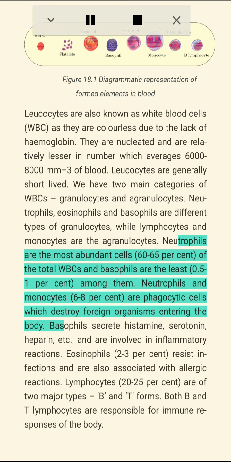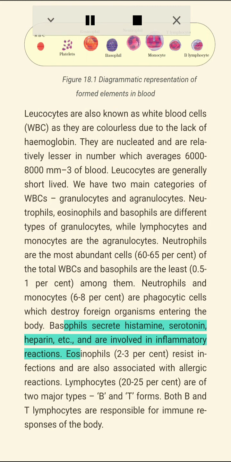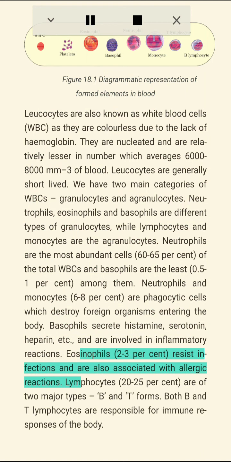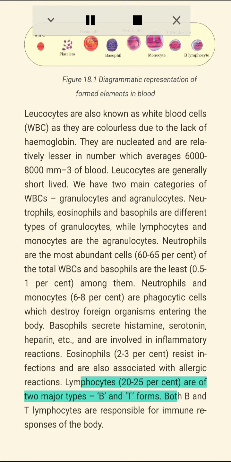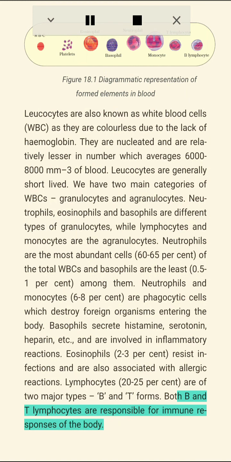Neutrophils and monocytes, 6 to 8%, are phagocytic cells which destroy foreign organisms entering the body. Basophils secrete histamine, serotonin, heparin, etc., and are involved in inflammatory reactions. Eosinophils, 2 to 3%, resist infections and are also associated with allergic reactions. Lymphocytes, 20 to 25%, are of two major types, B and T forms. Both B and T lymphocytes are responsible for immune responses of the body.